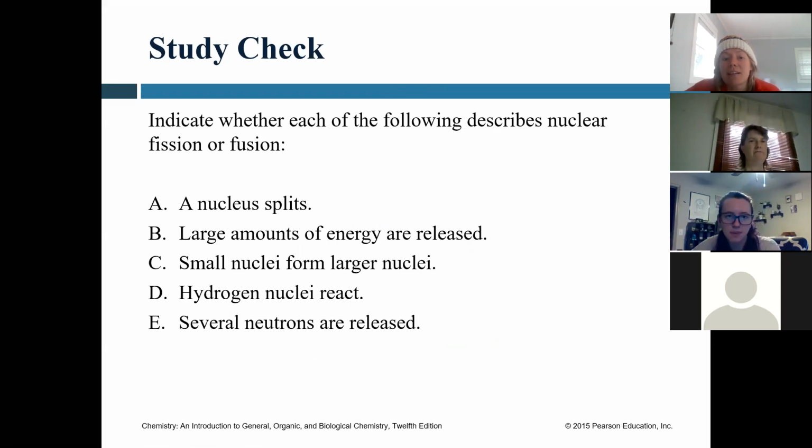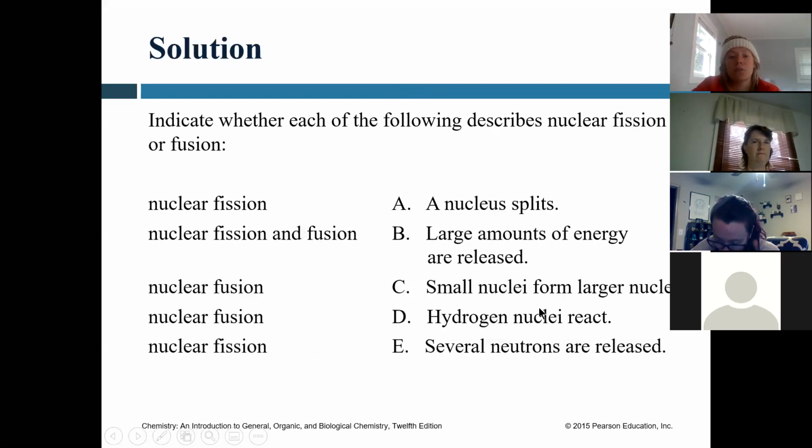Hydrogen nuclei react. That's also fusion. We have two hydrogens that come together. Several neutrons are released. That is fission. Fusion does have a neutron that's released, but to get several neutrons, we see that in fission. So know the difference between fission and fusion, basics.